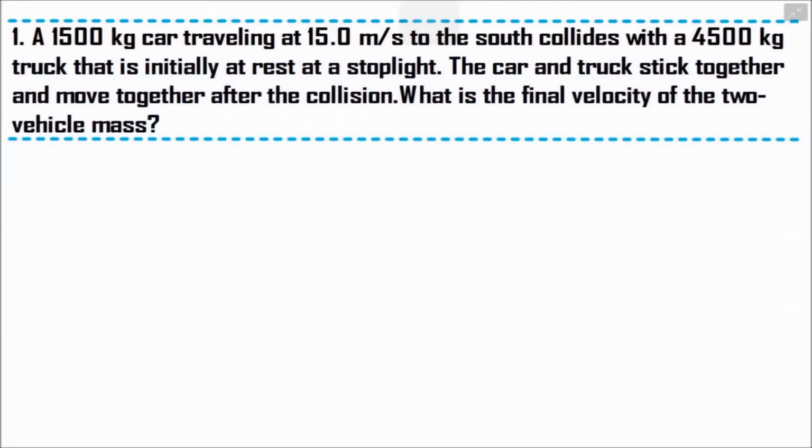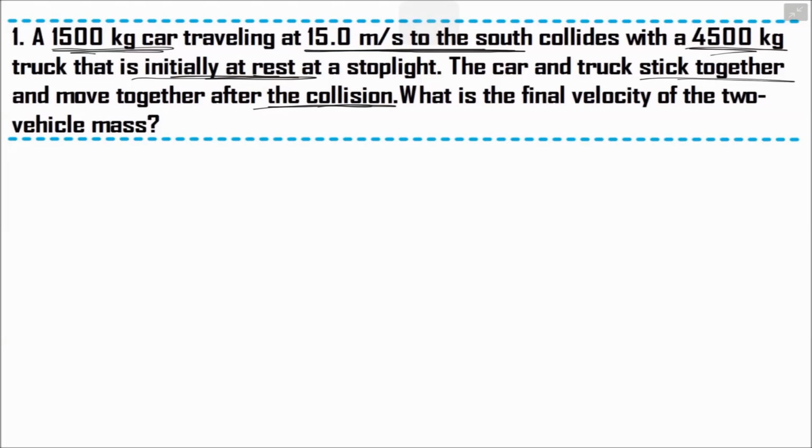Hello, welcome everyone. In this question it says a 1500 kilogram car traveling 15 meter per second to the south, which means negative, collides with a 4500 kilogram truck initially at rest at a stoplight. Car and truck stick together and move together after the collision. That makes this type of collision perfectly inelastic. What is the final velocity of the two vehicles' mass?